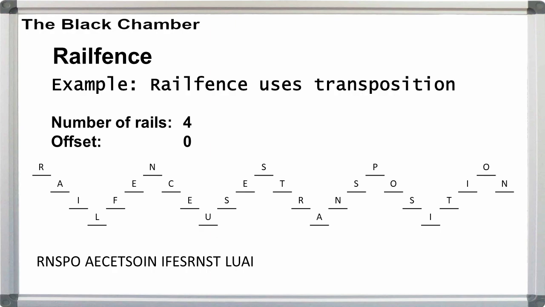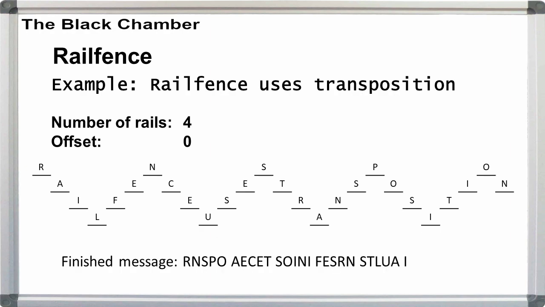Historically, when encrypted messages were sent by telegraph, the operators transmitted the letters in groups of 5s to reduce the chances of errors slipping in. We'll keep to this tradition. And voila, we have our finished message. RNSPO, AECET, SOINI, FESRN, STLUA, I. Makes a lot less sense than the original plain text, which is the point.